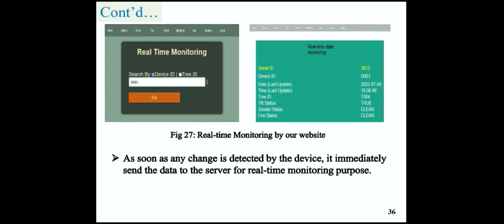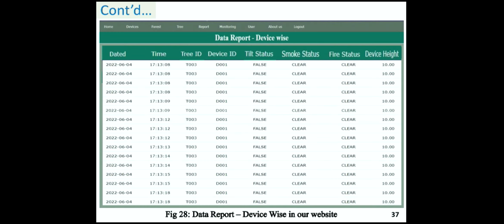So here comes the real-time monitoring part. Here we can check whether any device is working or not by entering the device ID or the tree ID. By putting the device ID, we can see the serial ID along with the date and time last updated, along with the tree ID, and also we can see the status of each and every sensor, that is the tilt sensor, smoke sensor and flame sensor. As soon as any change is detected by the device, it immediately sends the data to the server for real-time monitoring purposes.